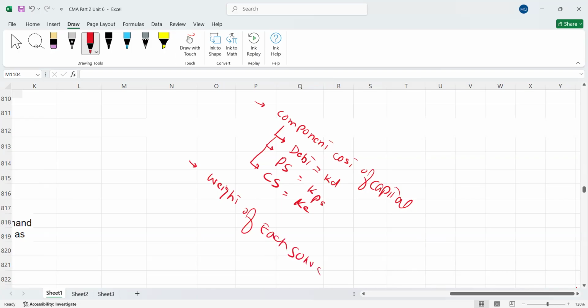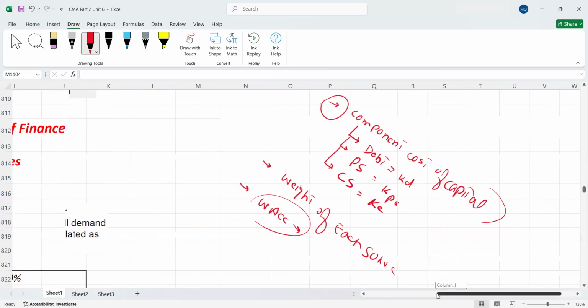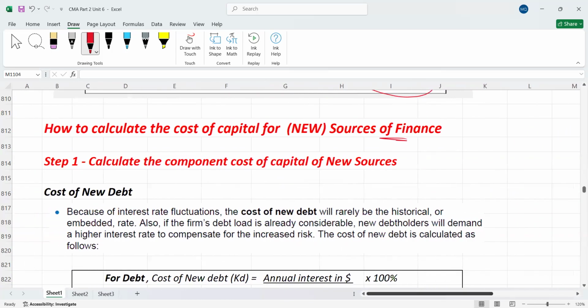I will tell you. And then the third, what? Third, we will calculate the weighted average cost of capital for the new sources of finance. Understood? So these are the three steps. So step number one, we are discussing how to calculate the component cost of capital. And mainly the question will be about component cost of capital or the WACC. Okay, so here we go. I'll show you the questions also.